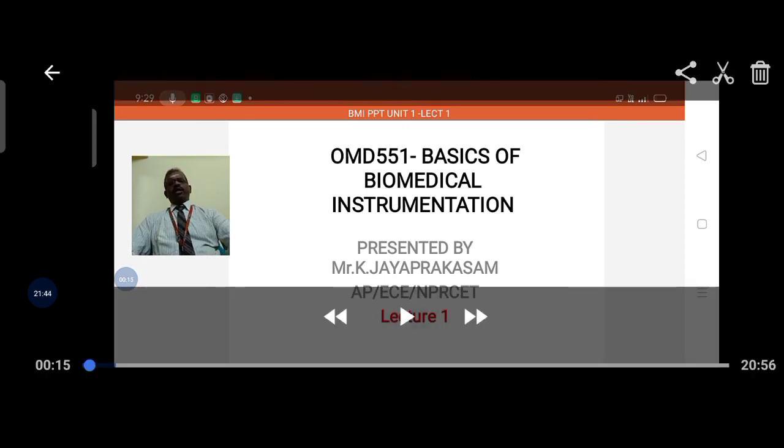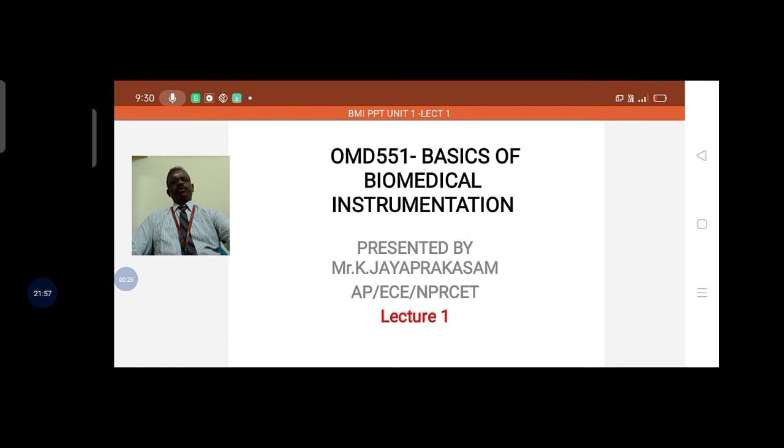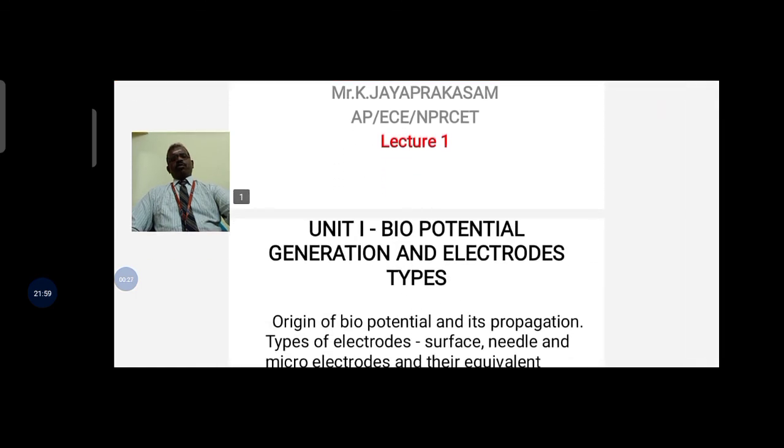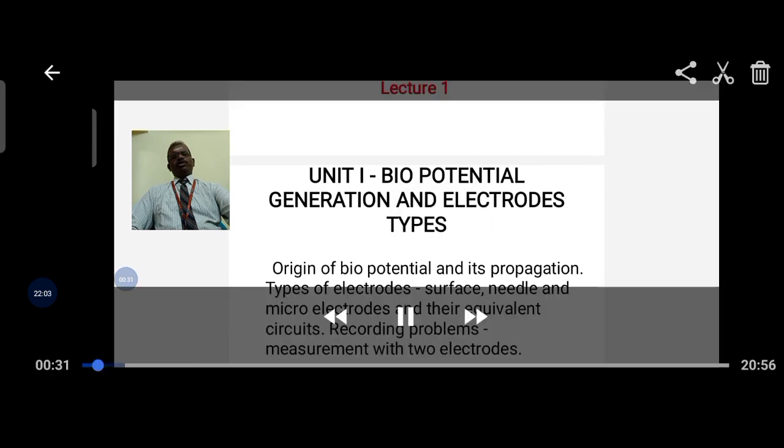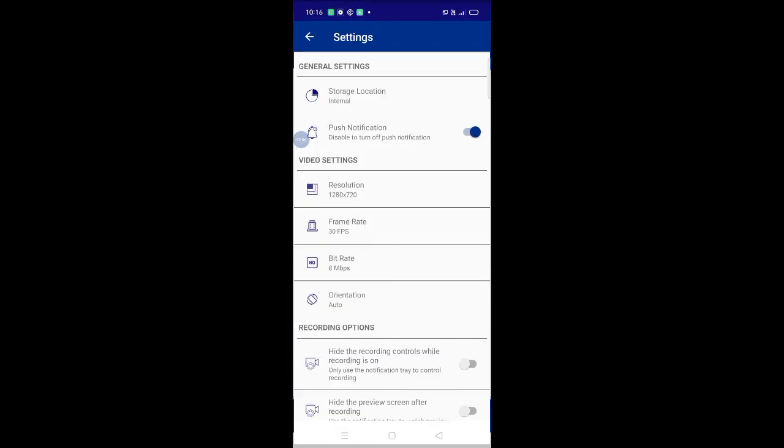Now I am going to discuss biomedical instrumentation. Basics of biomedical instrumentation. What is meant by biomedical instrumentation? Biomedical instrumentation is nothing but application of medical.